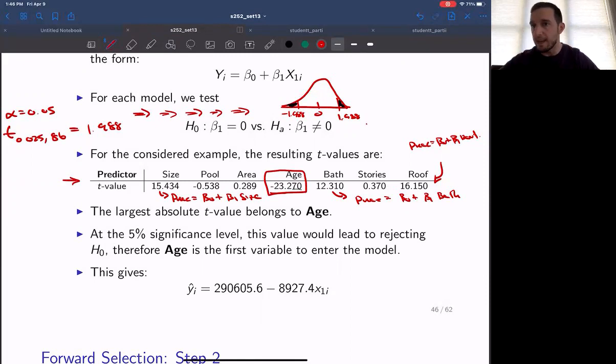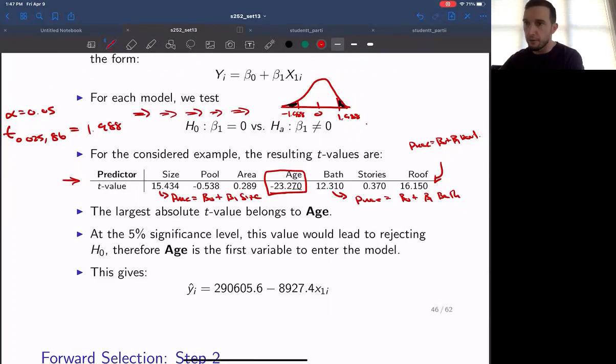So if we put age in, that's going to change the T values for bath and for size and for roof. And it might even change the ones for pool and story. So we have to check again because otherwise the wrong variable might enter the model. Does that make sense?